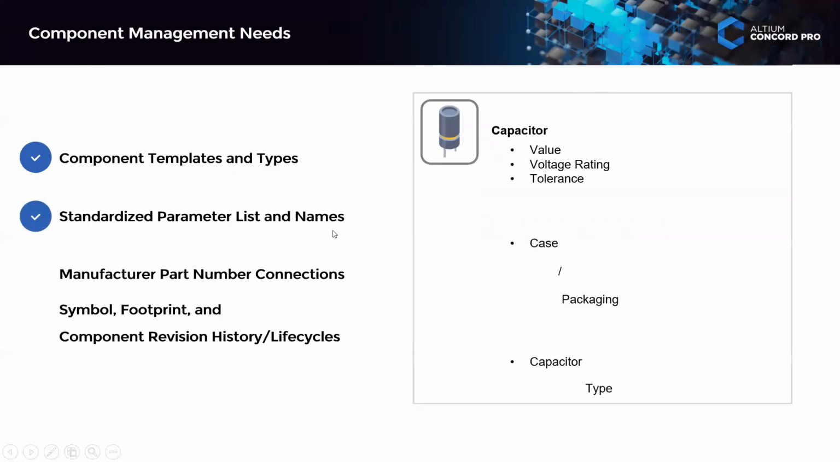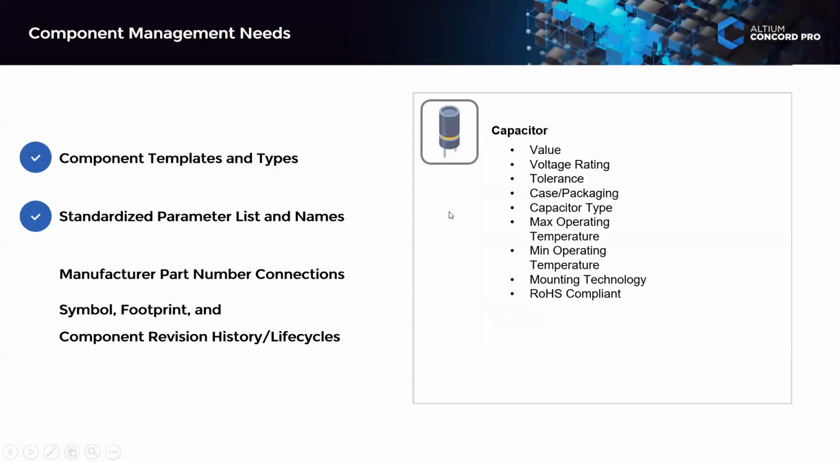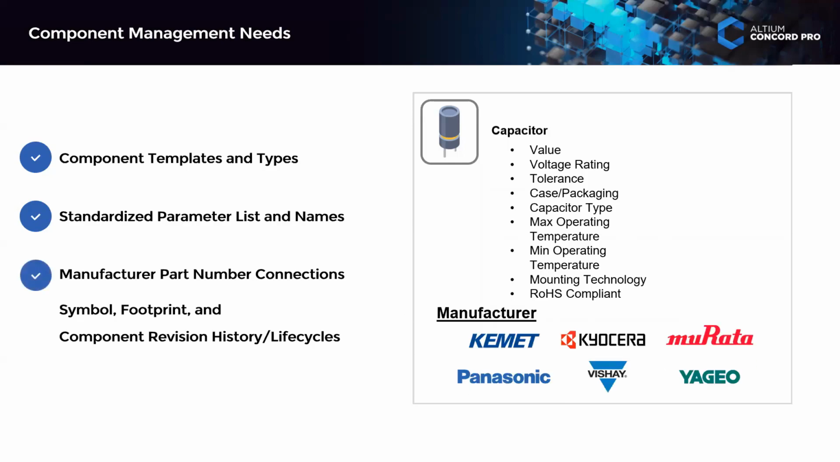Then the component will have its own parametric list, like voltage rating, tolerance, temperature, and mounting technology. They all have their own parameter list, so they should follow the list. Third, followed by this parameter list, they will also have manufacturer part numbers, which you can add for each component. You can do this here.